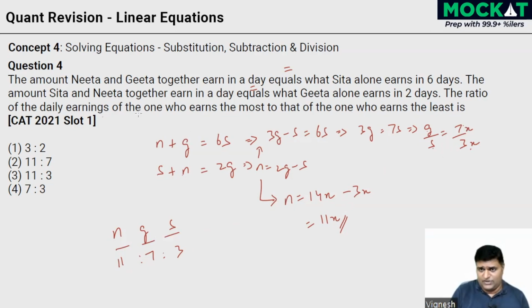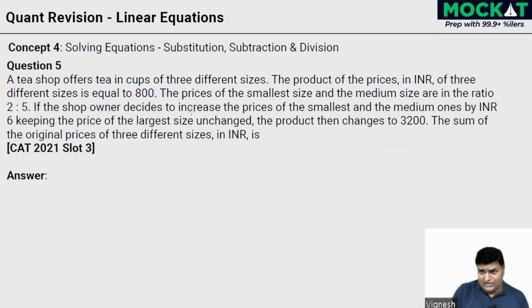What is the ratio of the daily earnings of the one who earns the most to that of the one who earns the least, right? Which is 11 is to 3. So option 3 over here becomes the answer. So next one, question 5, slightly longer one, right?